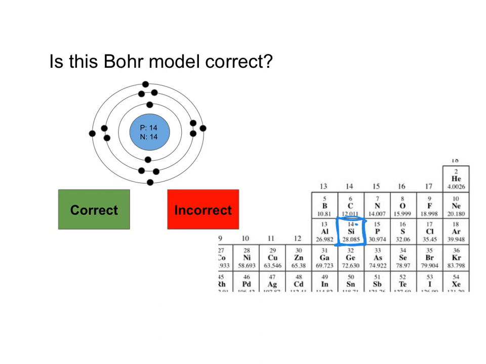And if there are 14 protons, there should also be 14 electrons, and I need to make sure they're placed appropriately. So let's see. 1, 2 electrons are in the first orbital, so far so good. There's 1, 2, 3, 4, 5, 6, 7, 8 electrons in the second orbital. So far we have 10, and then in my third orbital I have 1, 2, 3, 4 electrons for a total of 14. So this one looks like it's correct.